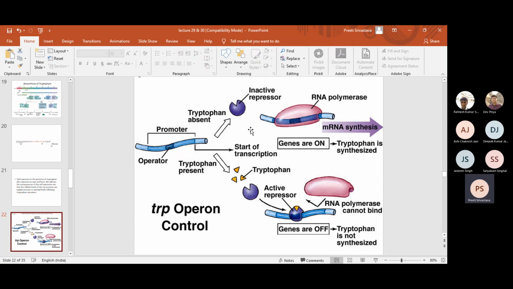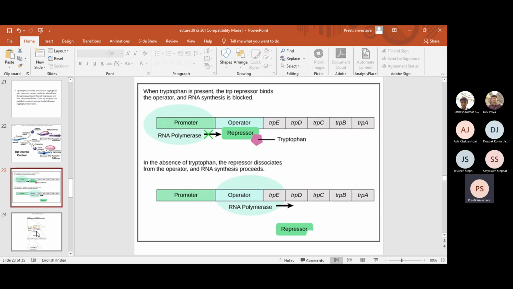On the other hand, when tryptophan is absent, the repressor is not functional, it is inactive, and in this case the genes are on. I have another figure for this, which is a better figure. This shows clearly the operon genes A, B, C, D, E. There is a promoter, there is an operator. When tryptophan is present, the trp repressor binds to the operator, and then the RNA synthesis is blocked.